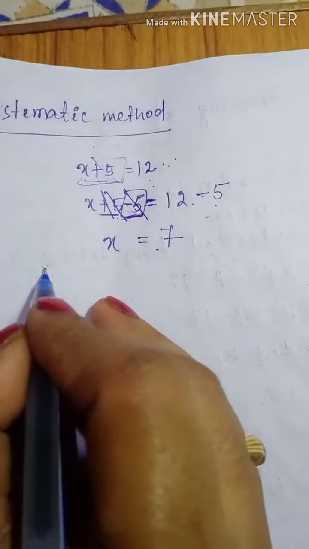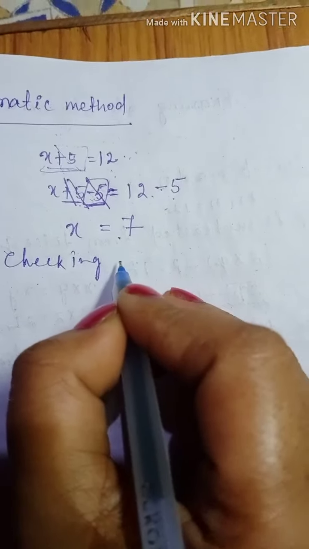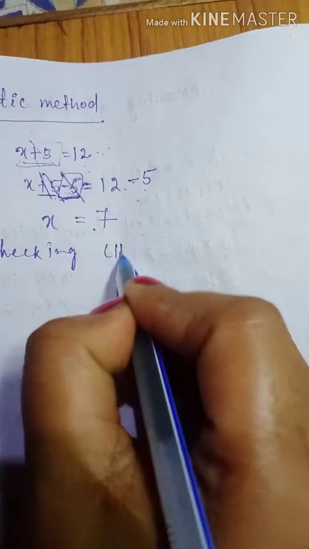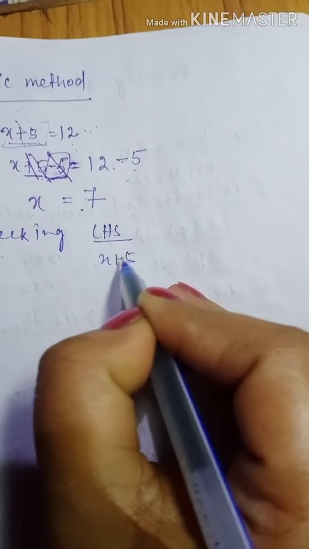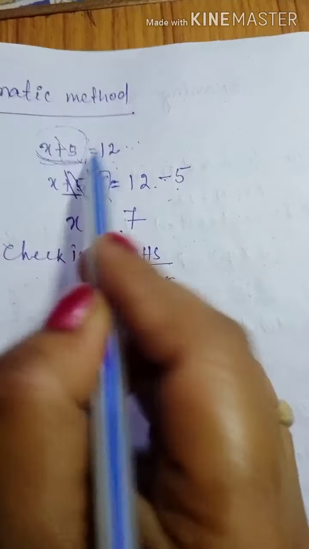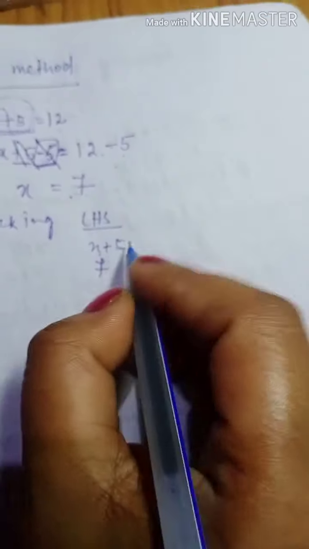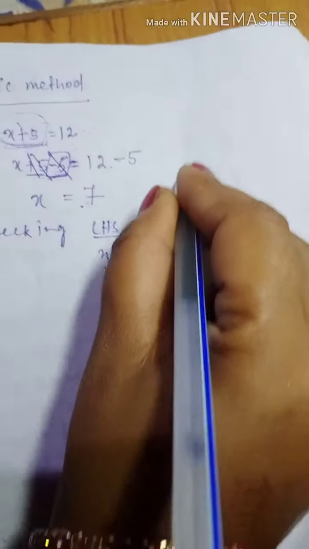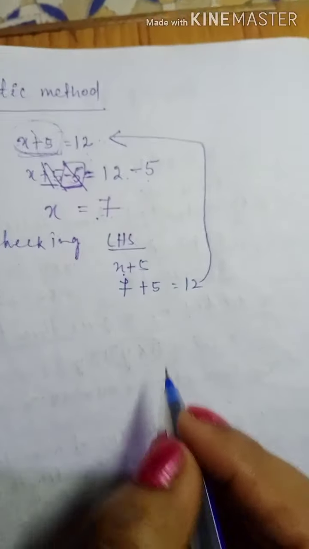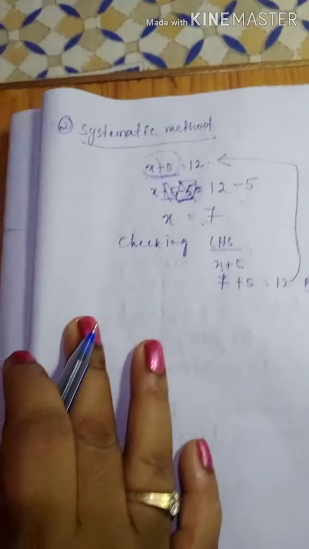So see, after checking, next you have to do checking. Checking means what? LHS is equal to, LHS means what is given? X plus 5. So if the value of x 7 I am putting here as I got here, then I am getting 12. Is it not came? Yes, that is RHS. Can you understand how I am getting this?